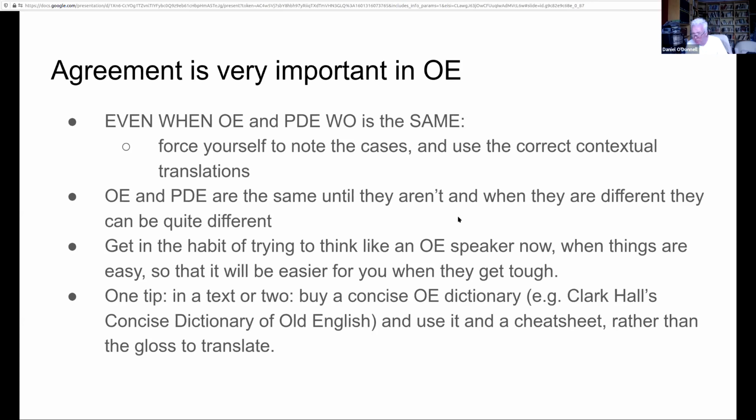And then I've said to a couple of people, a quick tip is to take a text, once we're into the glossaries, if you're really interested in this, go buy a concise Old English dictionary like Clark Hall's Concise Dictionary of Old English and use it and a cheat sheet instead of the gloss at the back. And then you'll be really training yourself to think like an Old English speaker, because you'll be analyzing the compounds and you'll be looking up the endings and really forcing yourself to figure out what something is.